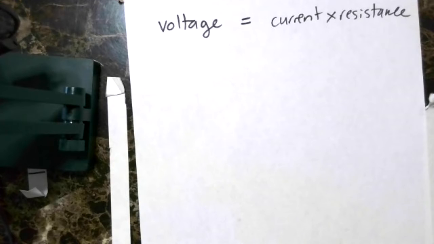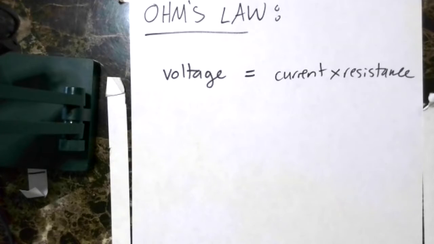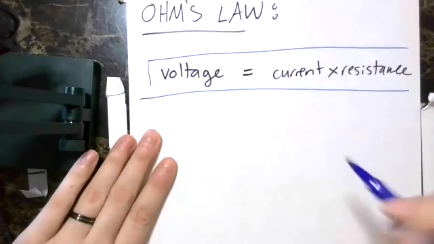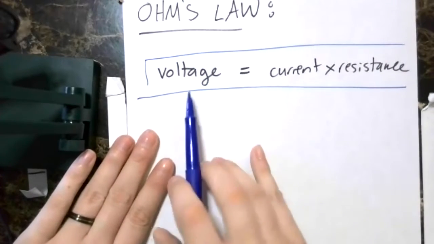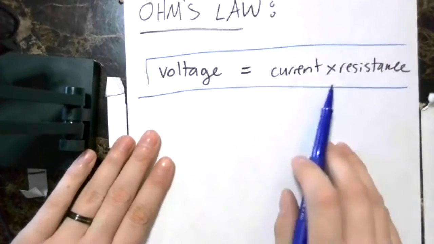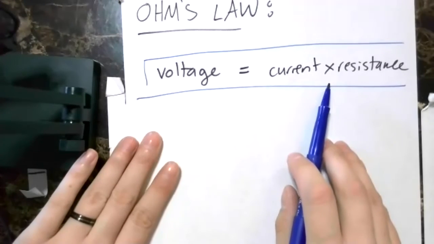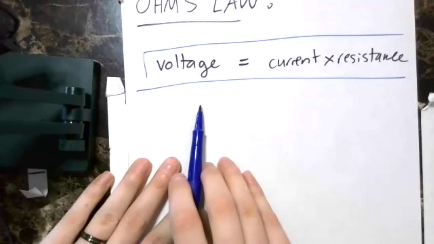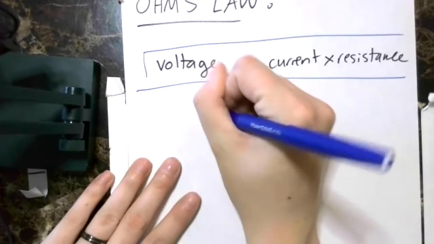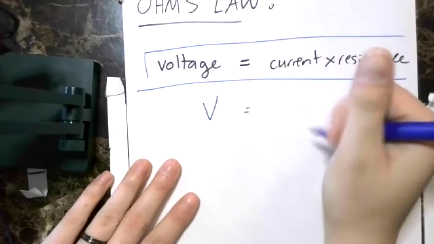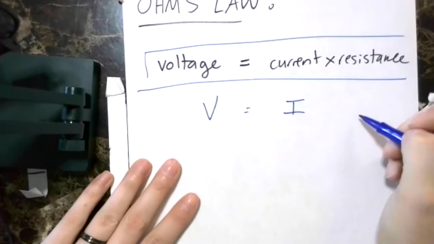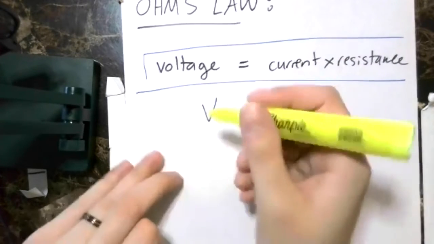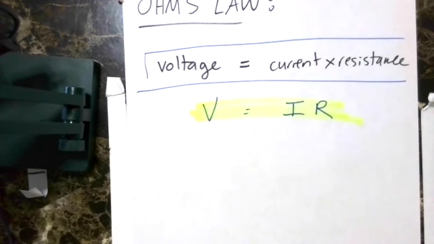So, Ohm's law. Voltage equals current times resistance. If you end up going into the electrical engineering or electrician kind of field, this is going to be like your holy equation. This is super important. And I'm going to write this out in terms of the variables, okay? So voltage is V, current is I, resistance is R. V equals I R. This is Ohm's law.